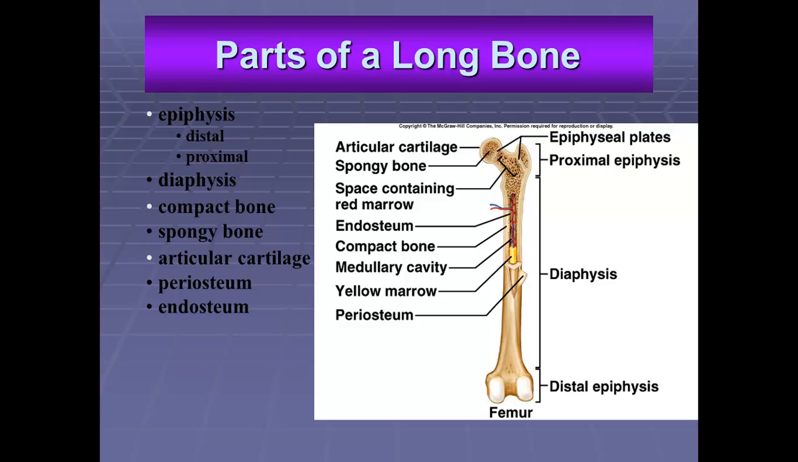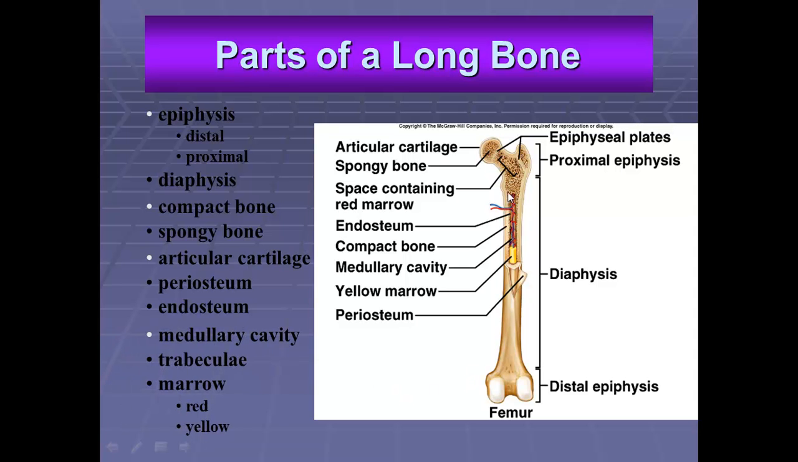We have the periosteum of the bone, which is the outer portion, outer covering. And then we have the endosteum, which is this inner layer of this particular cavity called the medullary cavity. And it's in this cavity that we find the nerves and the blood supply and a fatty substance found in the yellow marrow.